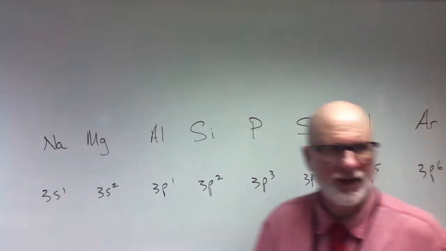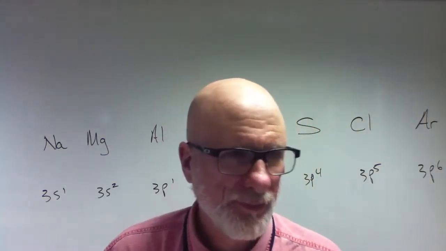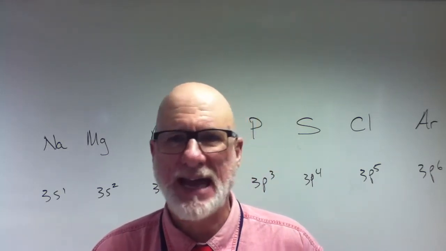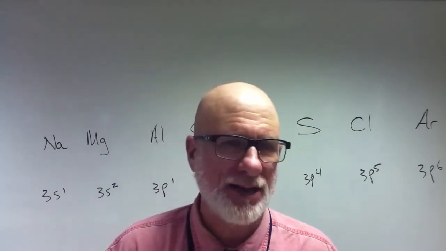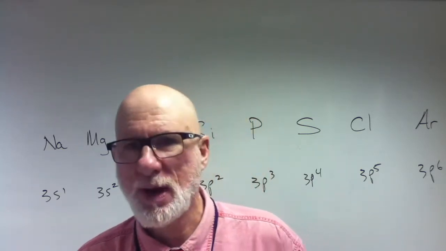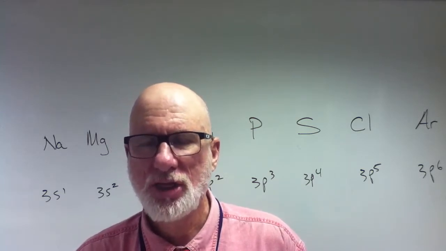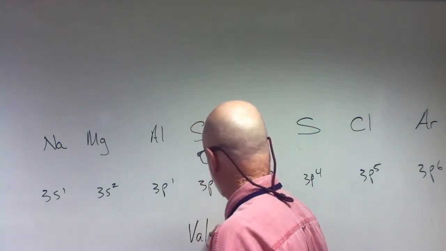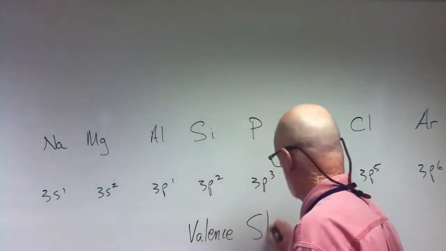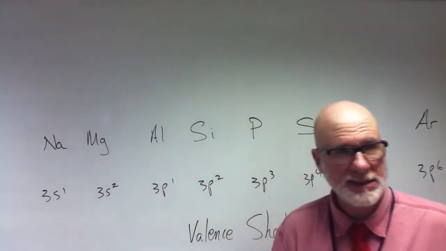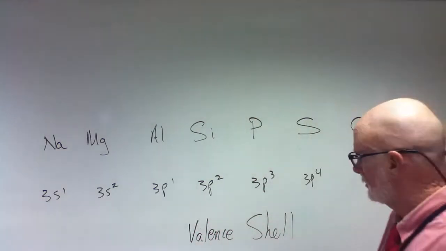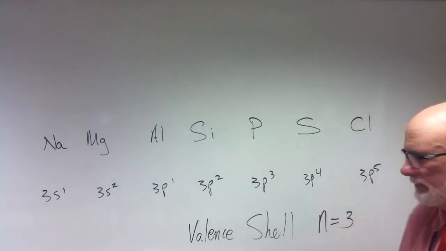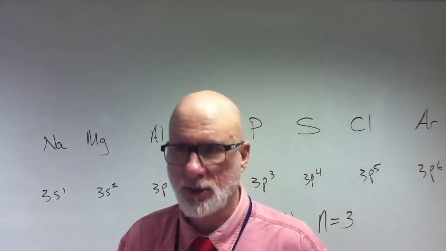What's the valence shell of each of these atoms? What's the valence energy level? What is the outermost energy level? It's a number. 3. Or in this case, the principal quantum number equals 3, right? So it's all 3, correct?